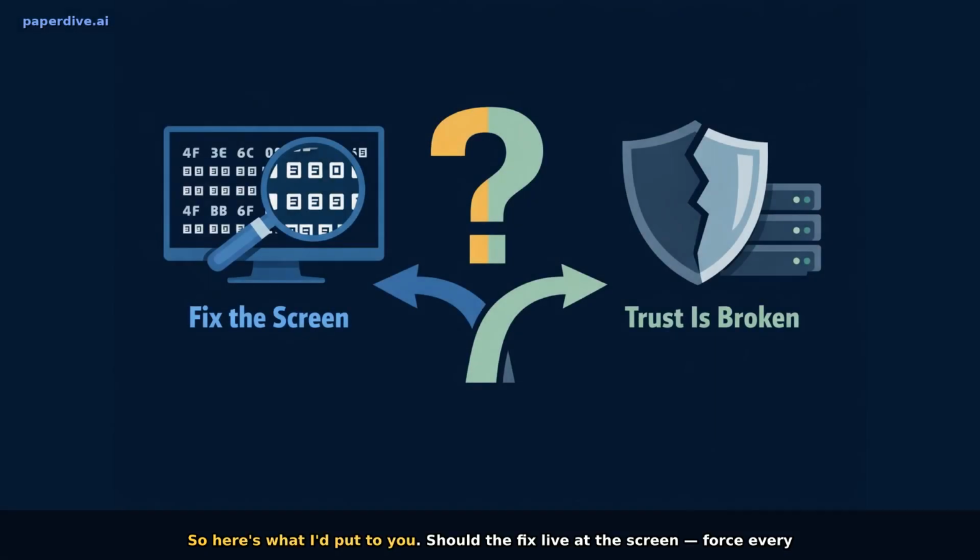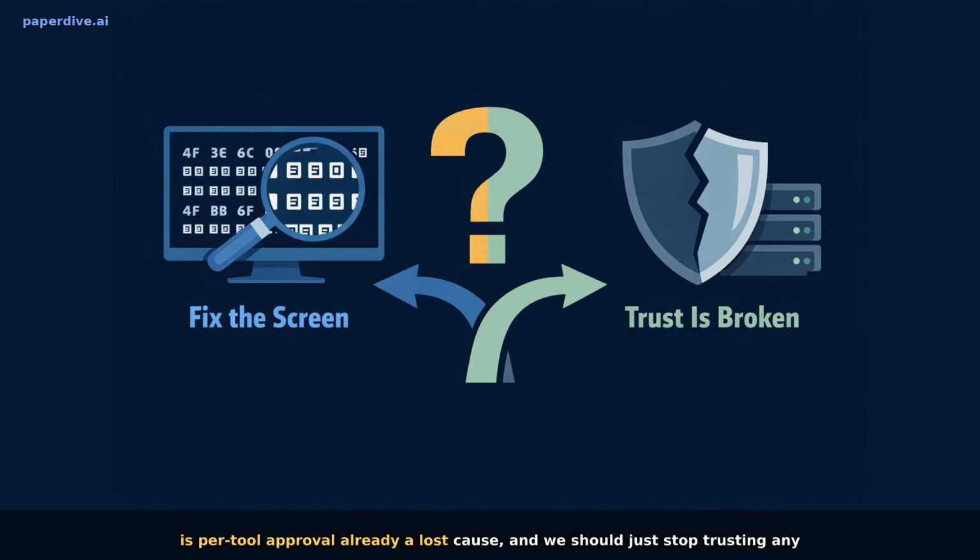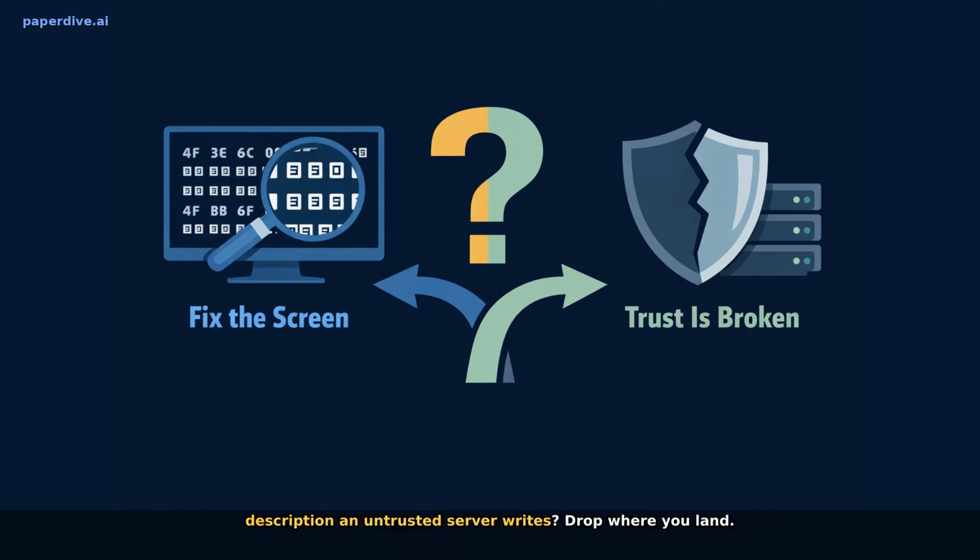So here's what I'd put to you. Should the fix live at the screen? Force every approval view to render the exact bytes the model gets, placeholders and all. Or is per-tool approval already a lost cause, and we should just stop trusting any description an untrusted server writes?